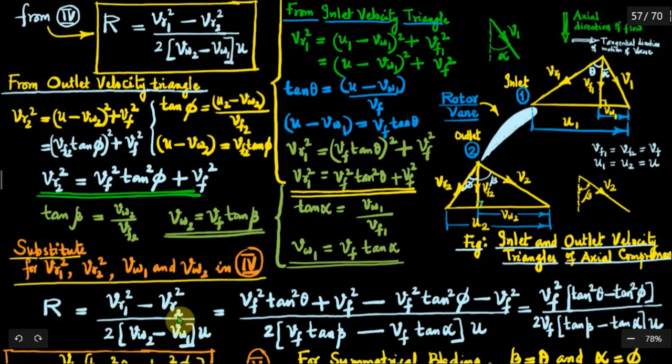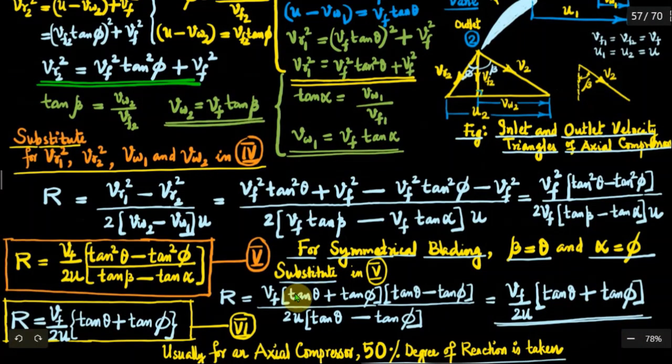So, please substitute over there. It's very simple, some algebraic manipulations only. You just substitute Vf square tan square theta plus Vf square for Vr1 square, then for Vr2 square, since there is a minus sign in front of that, the sign of both the terms in the expression for Vr2 square will change. So, minus Vf square tan square phi minus Vf square, divided by, and in the denominator, 2 into Vw2 minus Vw1 into U. Simply replace Vw2 and Vw1: Vw2 is Vf tan beta, Vw1 is Vf tan alpha.